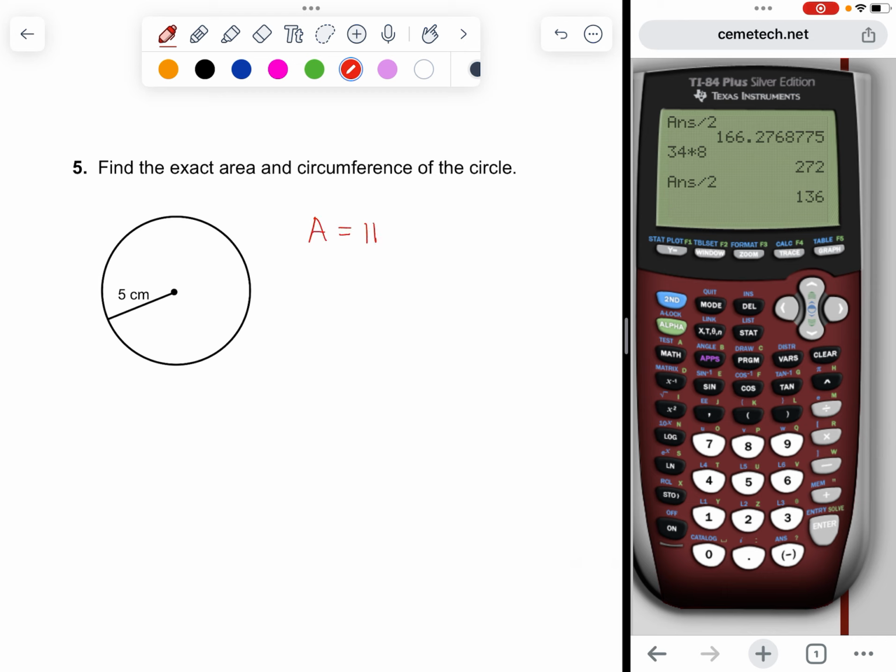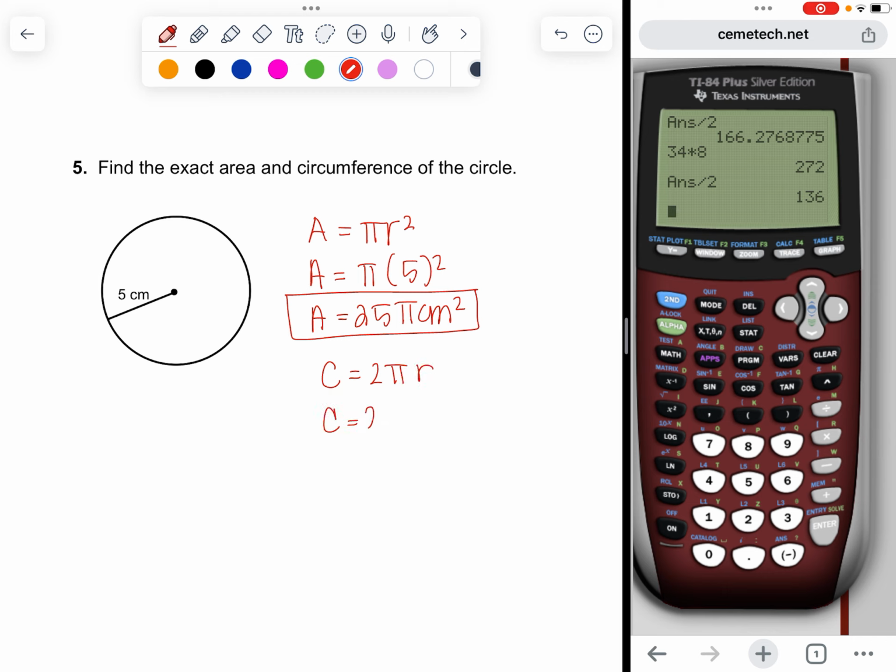Find the exact area and circumference of the circle. Area of a circle is pi r squared. Notice I'm practicing by writing out my formulas each time. Pi times 5 squared. Area is 25 pi centimeters squared. Circumference is 2 pi times the radius. Circumference is 2 times pi times 5. So the circumference is 10 pi centimeters.